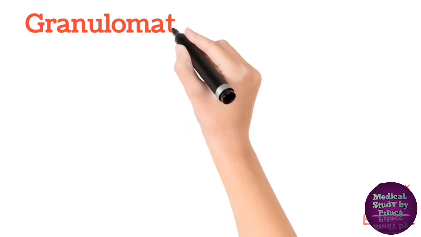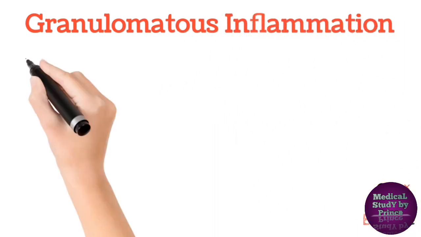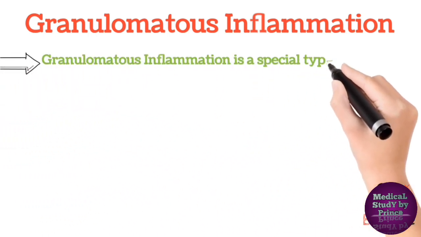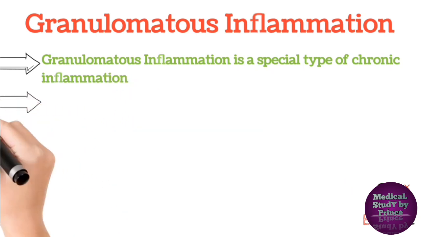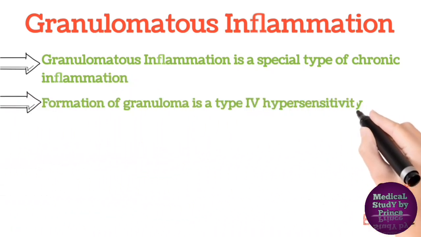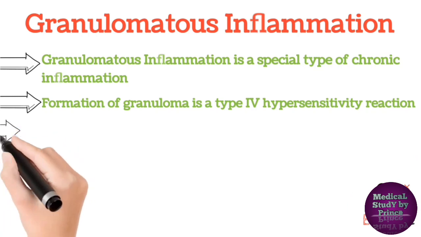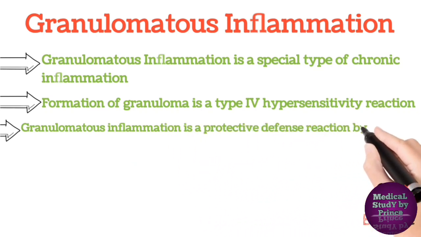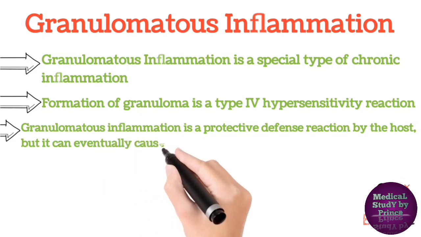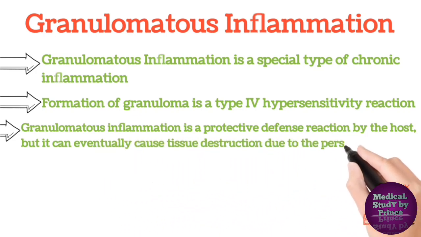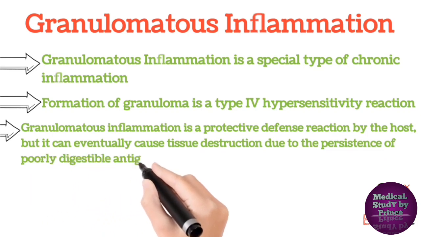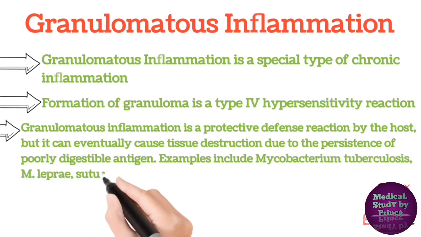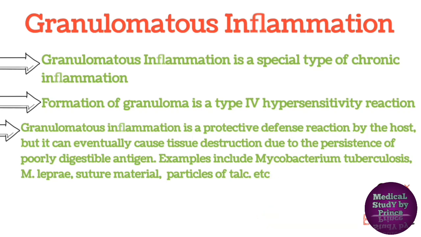Now we will discuss granulomatous inflammation in detail. Granulomatous inflammation is a special type of chronic inflammation. Formation of granuloma is a type 4 hypersensitivity reaction. Granulomatous inflammation is a protective defense reaction by the host, but it can eventually cause tissue destruction due to the persistence of poorly digestible antigens. Examples include Mycobacterium tuberculosis, Mycobacterium leprae, suture materials, and particles of talc.